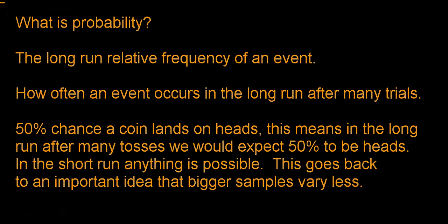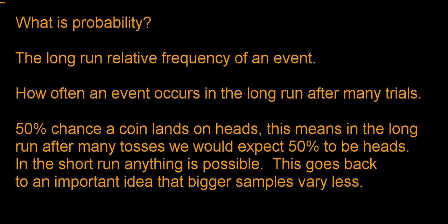I mean, that certainly is the most likely outcome, but that doesn't mean it will happen, because in only 10 tosses, you could get 6 heads, 7 heads, 1 head, 2 heads, 3 heads. I mean, who knows? So this goes back to the idea that bigger samples vary less. So if I were to toss a coin 1,000 times, only then, after many, many tosses, would I definitely expect to see something closer to 50-50. Now, am I still going to see 500 tails and 500 heads? Probably not, but it's much more likely in a larger sample than it is in a sample of only 10.